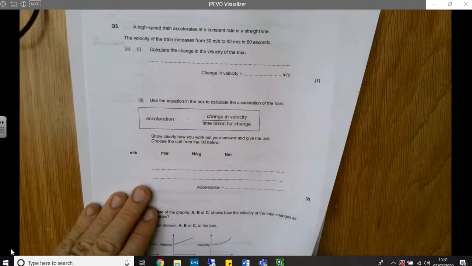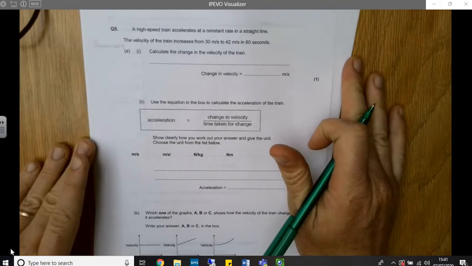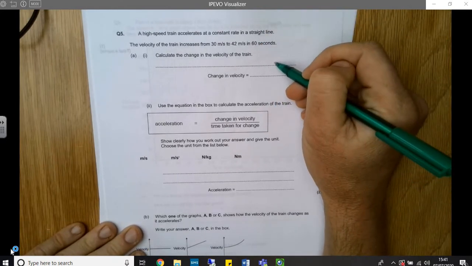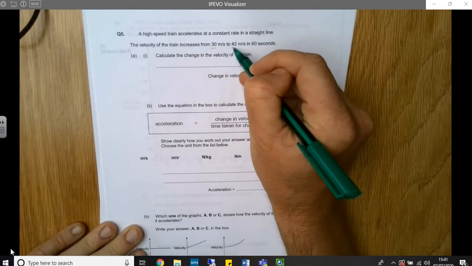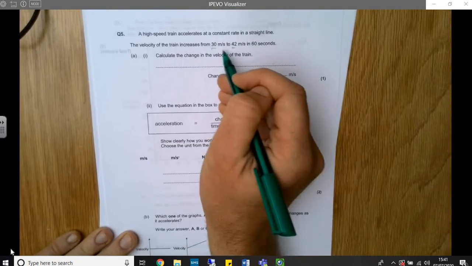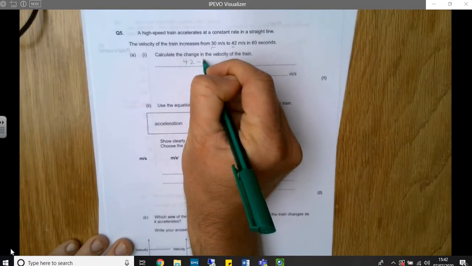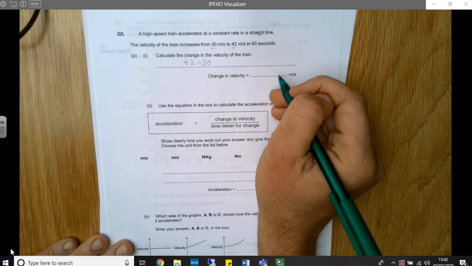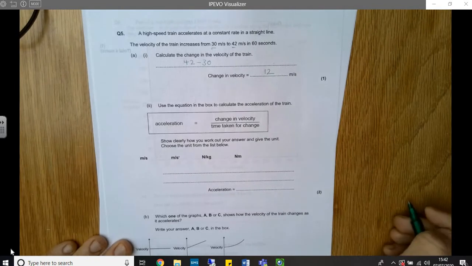Okay, question 5. So, a high-speed train accelerates at a constant rate in a straight line. The velocity, okay, of the train increases from 30 to 42 meters per second in 60 seconds. Calculate the change in velocity of the train. So we can just see that it is changing from 30 to 42, so we just need to take the starting velocity away from the finishing velocity, and that gives us an answer of 12 meters per second.